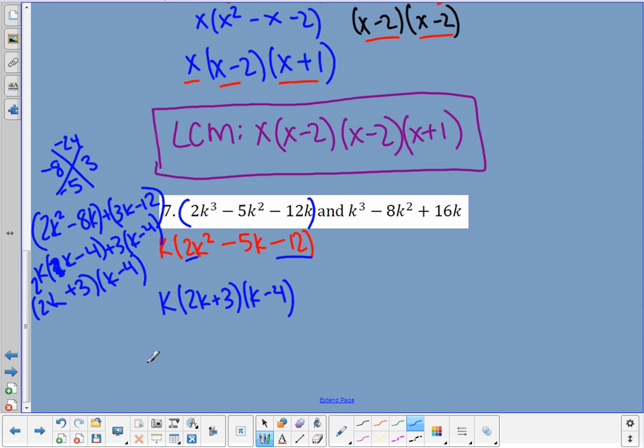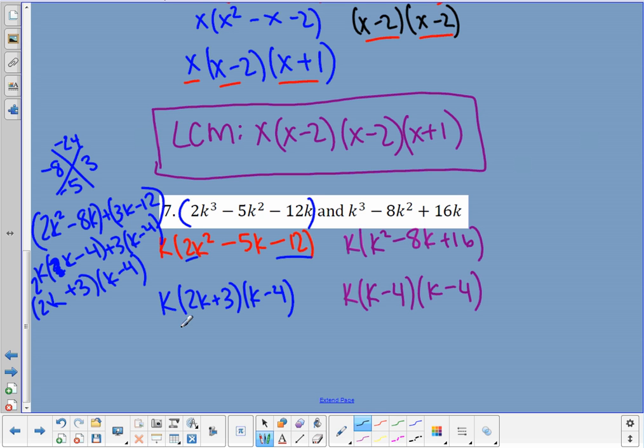All right, whew, that was fun. All right, the one on the right, I can take out a k. Then I have k squared minus 8k plus 16. All right, much nicer. Leading coefficient of 1 makes my life a lot easier. So I just want a product of 16, sum of negative 8. That's going to be negative 4 and negative 4. So factor of k out front, k minus 4, k minus 4.